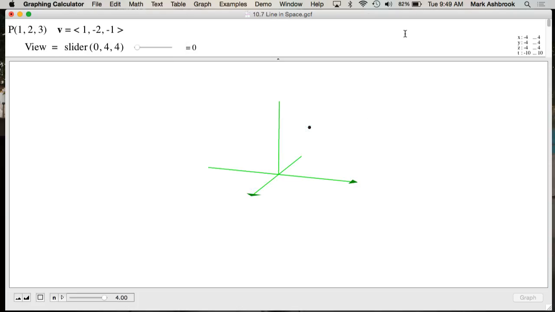That's better. Okay, so I got the point here, 1, 2, 3. And so if you had a point in a plane, what else would you need then to write the equation of the line in a plane? Another point would work. This is an algebra question, 8th grade, freshman year. What do you need to write the equation of a line in a plane?